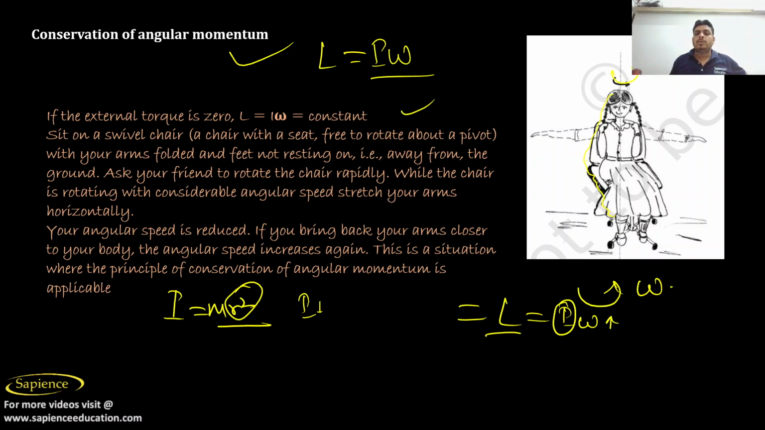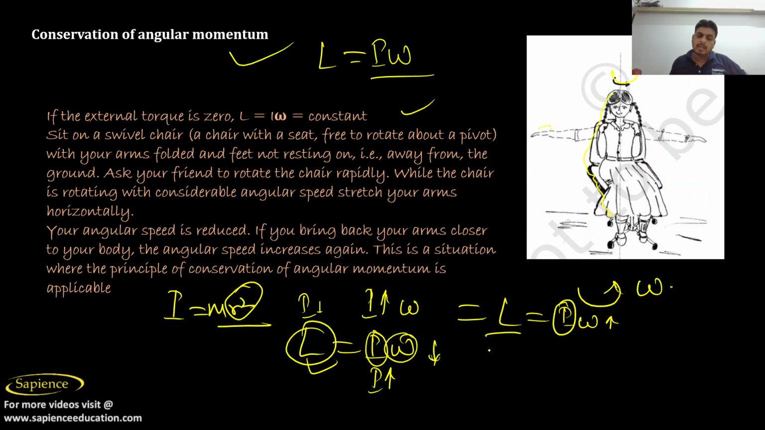Okay. So what happens when she stretches her arms? I increases. If I increases, then L is constant. See here, L is equal to I into omega, but L is constant. So when she stretches her hands, I will increase, and to keep the angular momentum constant, omega, that is angular velocity, will decrease. Now if she closes the arms, I will decrease. If I decreases, then omega will increase.